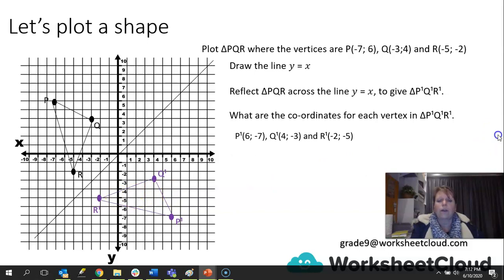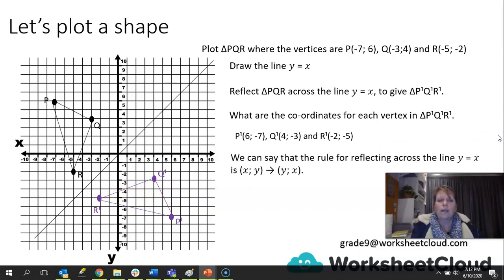All right, so we can say that the rule for reflecting across the line y is equal to x is (x, y) becomes (y, x). So that is what we call interchanging the one coordinate with the other.